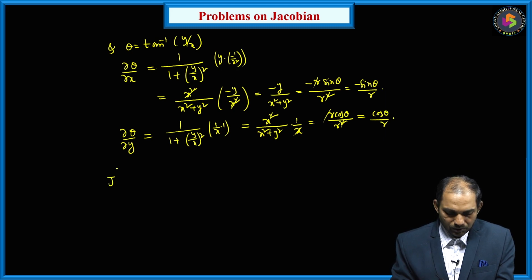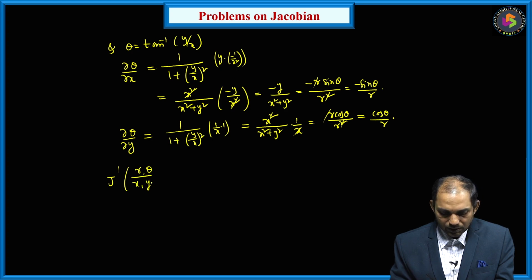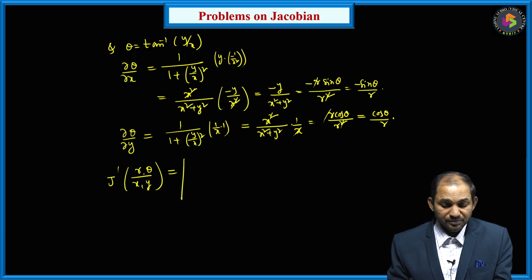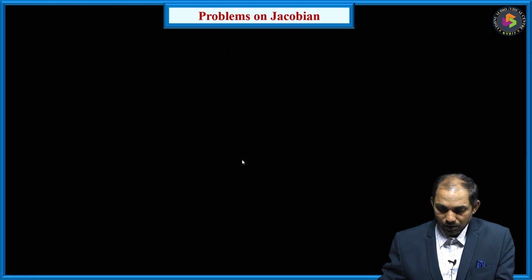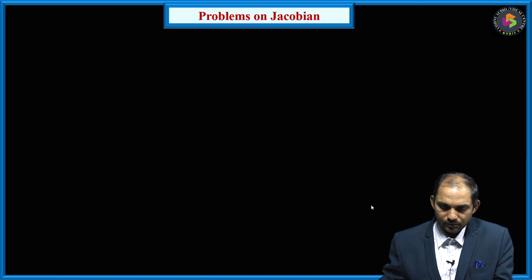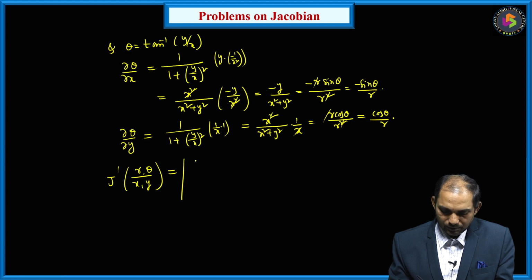Now we have to compute the Jacobian J dash of r comma theta with respect to x comma y, which is equal to the determinant of dou r by dou x as well as dou r by dou y. Dou r by dou x is given by cos theta, and dou r by dou y is given by sin theta. Then minus sin theta by r and cos theta by r.